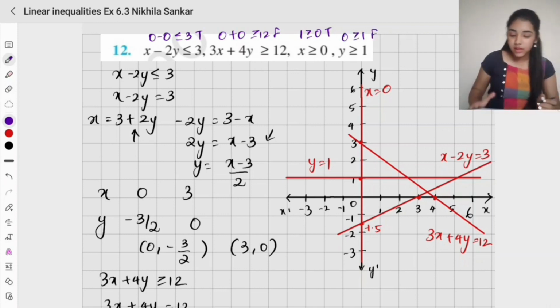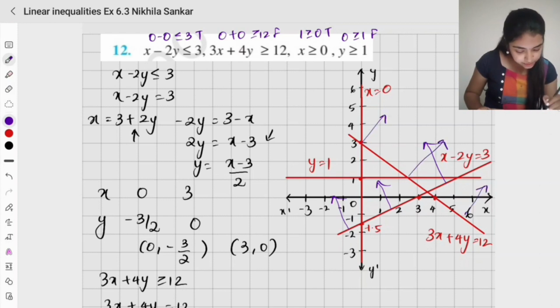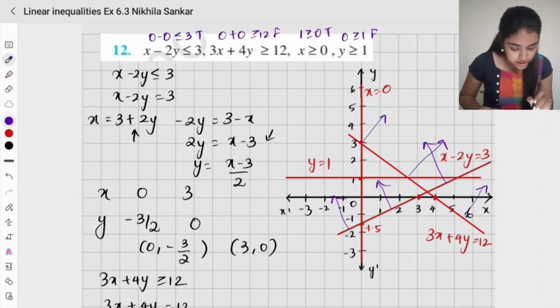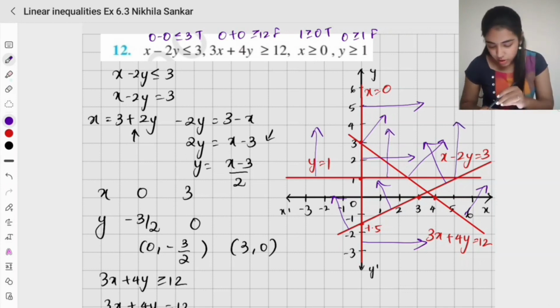So let's look at each equation. First, 0, 0 is included for the x minus line, so for that line, 0, 0 is included, and I am going to have this particular line. For the second line, 0, 0 is not included, so it is going to go to the other side. For the third equation, 1 is included, so x is equal to 0, and it is going to go to the right hand side. Y greater than or equal to 1: 0 is not included, so upper, the top side.